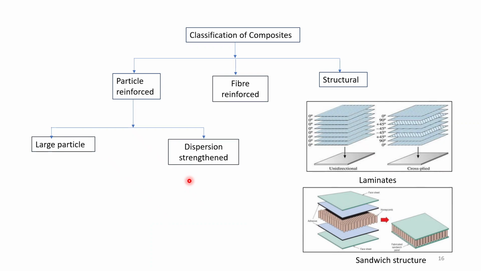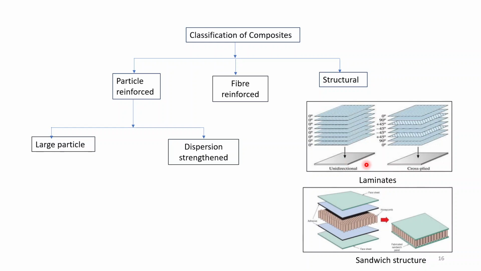Next up we have classification of composites. These are mainly classified into three: particle reinforced, fiber reinforced and structural composites. Particle reinforced can be classified into two classes: large particle and dispersion strengthened particle reinforced composites. In the case of structural, you have laminates and also sandwich structures.